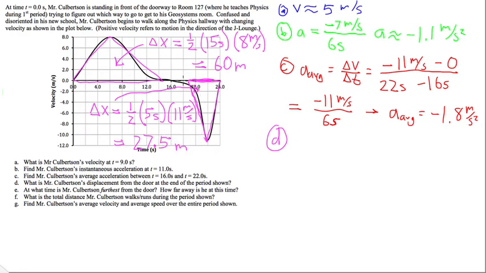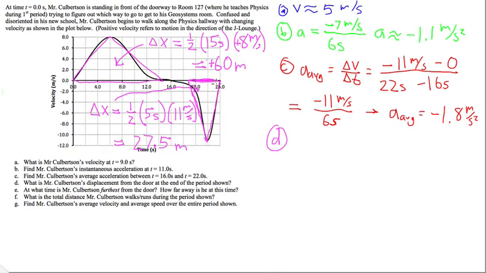Now, have I done this all correctly? What about the sign? Remember, displacement is a vector, so it's got a direction, and the sign tells you whether you've been displaced in one direction or the other. When we're doing 1D kinematics, the sign is the direction. So here, Mr. Culbertson's got a positive velocity all through here, so this represents a positive displacement. Okay, so it's positive.